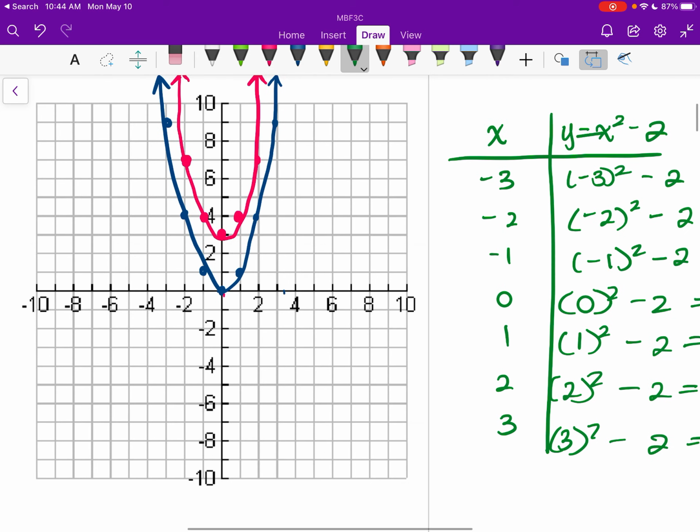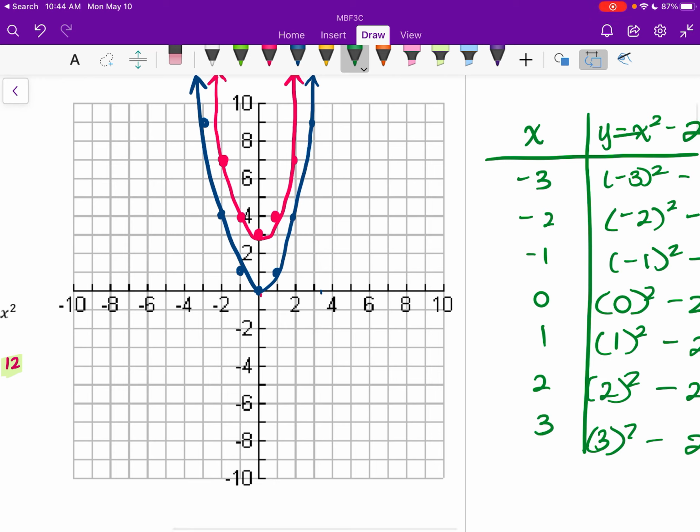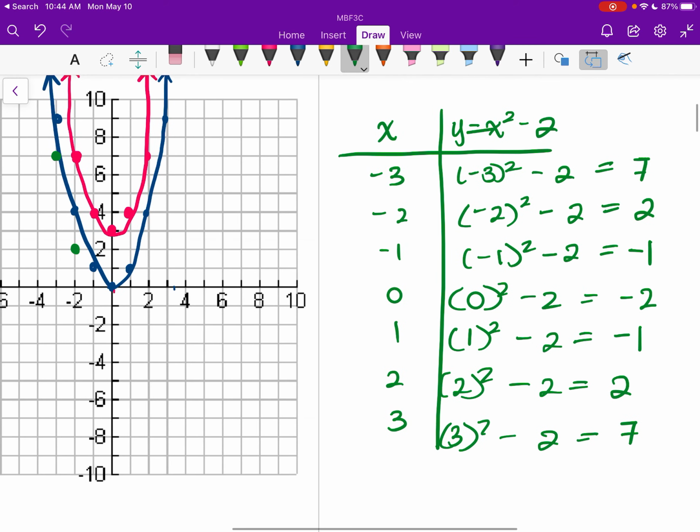Right, so I'm just going to go put in my dots. So I have -3, and I'm going to go up to 7. Right, so I can plot this one. -2 is going to go up to 2, right here. -1 is going to go to -1, so just right here. And then 0 is at -2, 1 is at -1, 2 is at 2, and then 3 is at 7 again. So I'm just going to draw that in. It looks something like this.